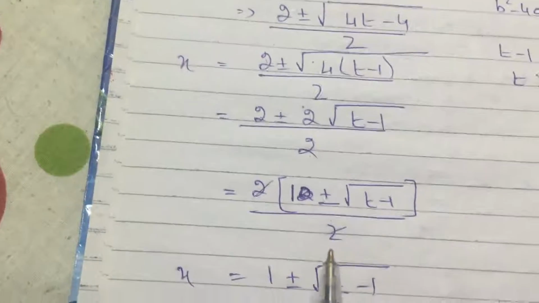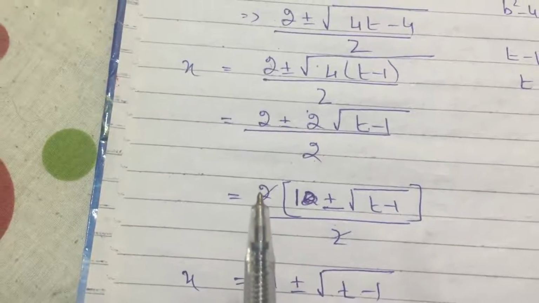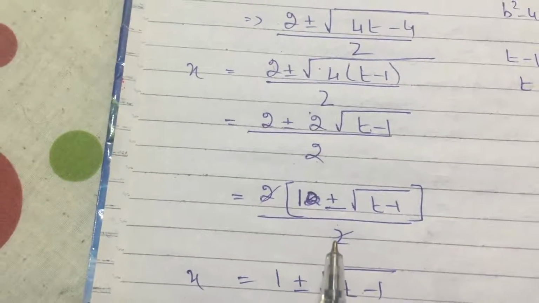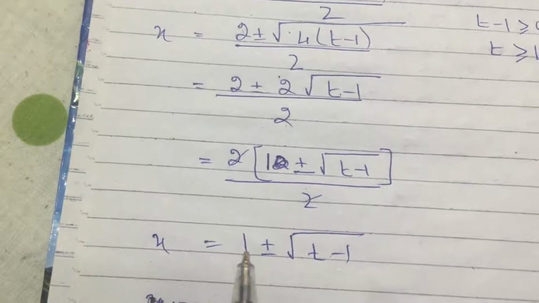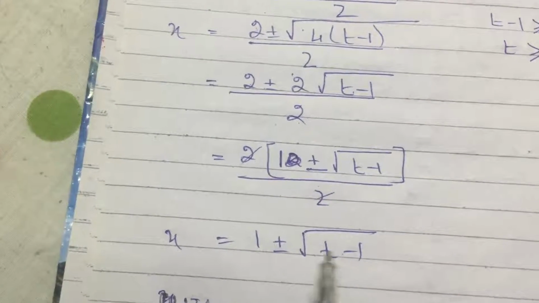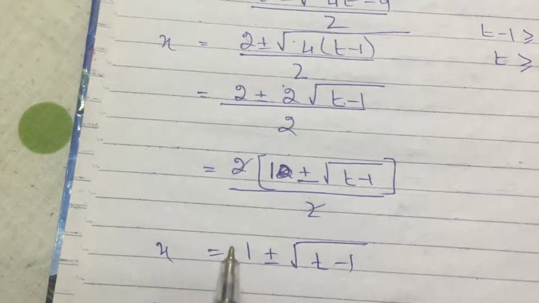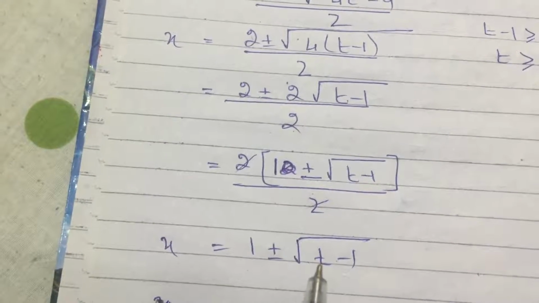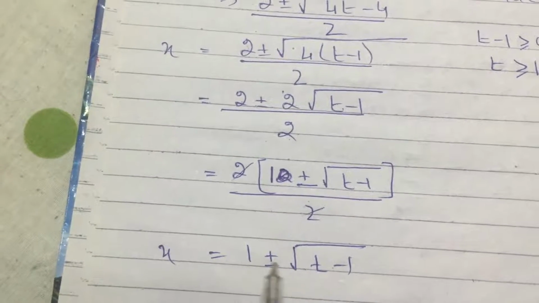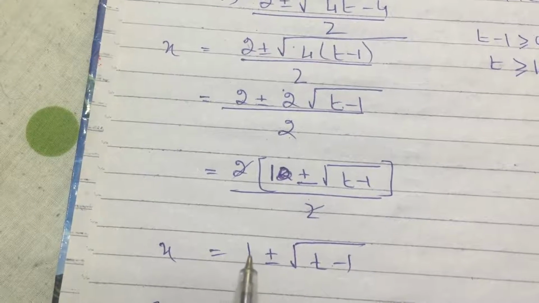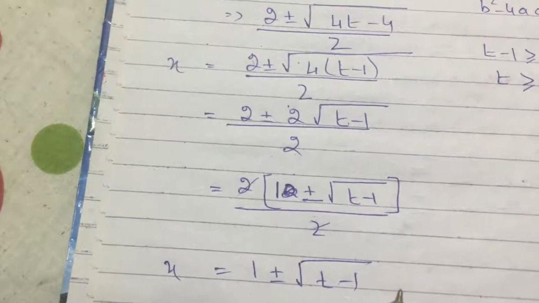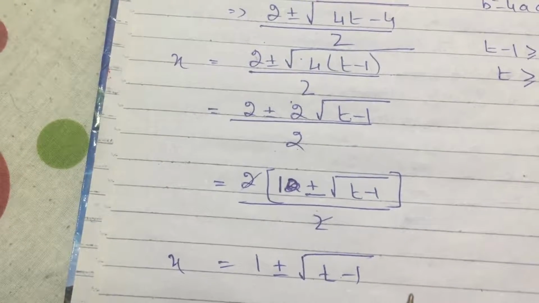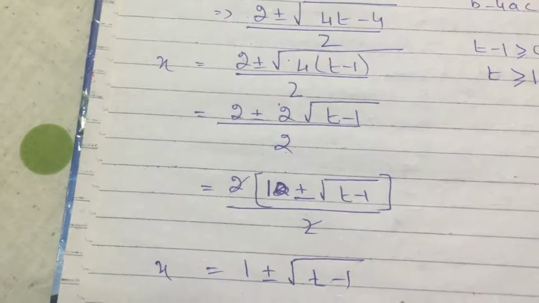Root t minus 1. So this 2 which I have taken common out will cancel out with the 2 in the denominator. So now I am left with 1 plus minus root t minus 1. So I have expressed x in terms of t. These are my two values of x, 1 plus root t minus 1 and 1 minus root t minus 1. Then the next part of the question was saying find the range of t for x to be real.